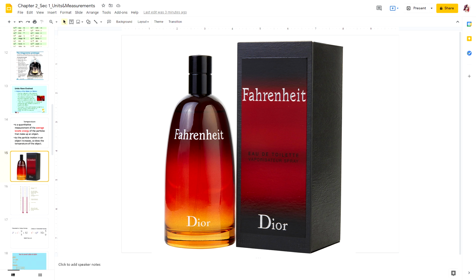But of course, as you can see, this is a perfume, right? It's a very popular scent that is being sold in the market. Fahrenheit by Dior. Well, this is named after that, but this is not actually the temperature that I am referring to here.